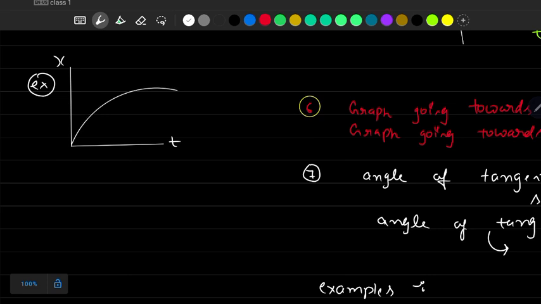Where is this graph going? If you see, this graph is going like this. It is going towards the x-axis. Now this t is over the x-axis. Am I right? This x is over the y-axis. Don't get confused. So this graph is becoming like a straight line, going towards the x-axis. From the origin it started and it's going towards the x-axis.